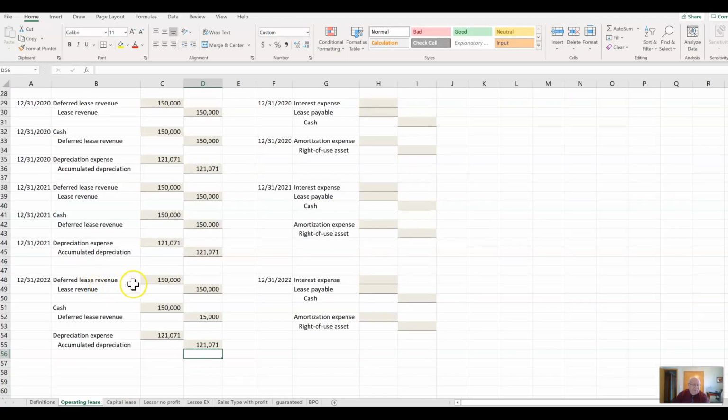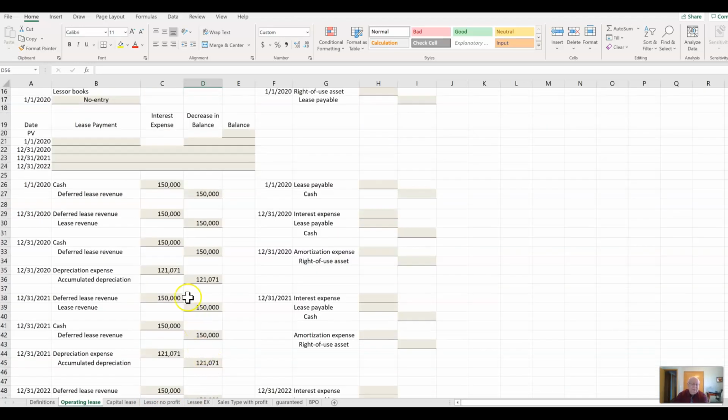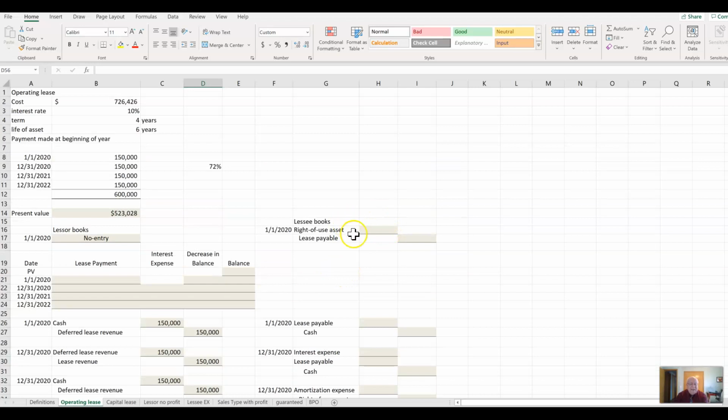Okay, this is recorded as revenue. This is for the next payment. Then at the end of the next year, you'd have to recognize this as lease revenue at the end of the next year. Okay, so it keeps on going. Now for the lessee, however, we'll do the lessee's books now. We know this is going to equal the 523,028. Okay, so that's to put it on your books. So this puts it on as an asset, and then it puts it on as a liability.